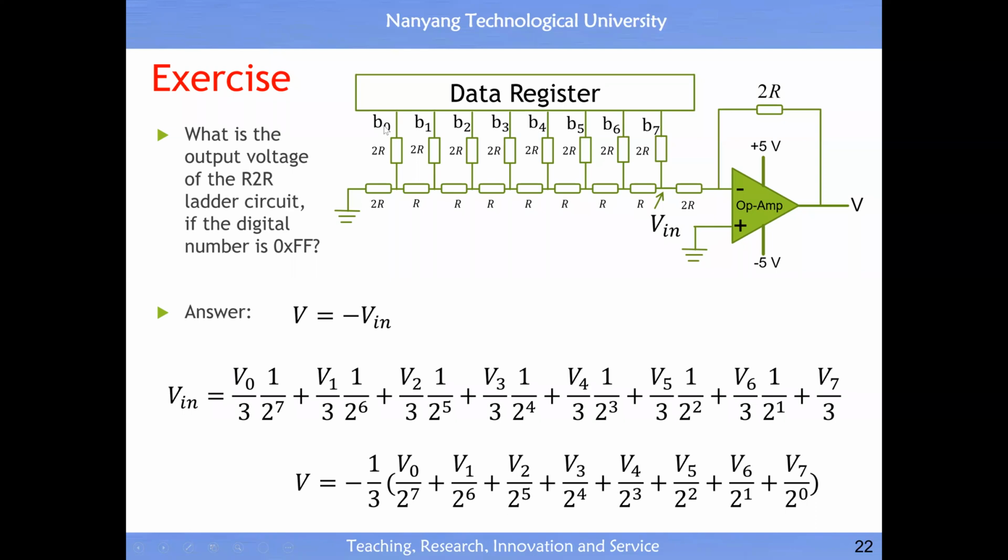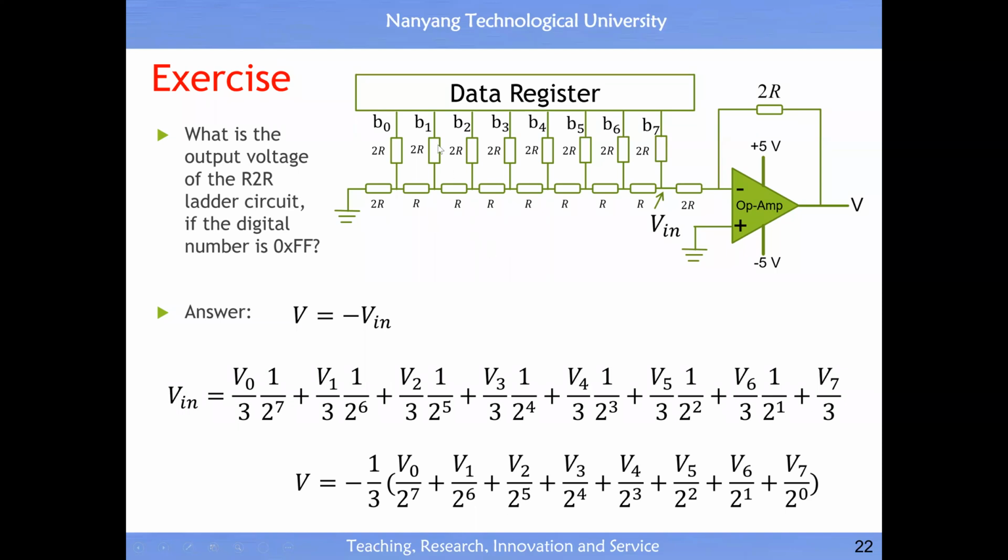Then you can say, what is the voltage from B0 which will contribute to the voltage at the input here? Answer is what? 1/3 of the voltage at B0 divided by 1, 2, 3, 4, 5, 6, 7, divided by 2 to the 7. All right. Because the first R you divide by 2, the second R divide by another 2, the third R divide by another 2. So this is why it is 1 divided by 2 to the 7.